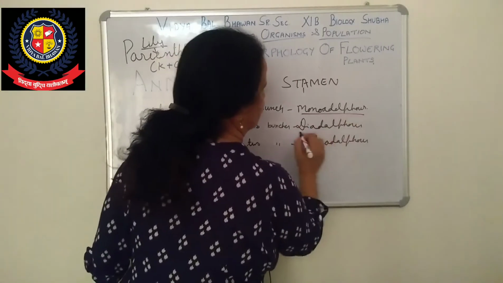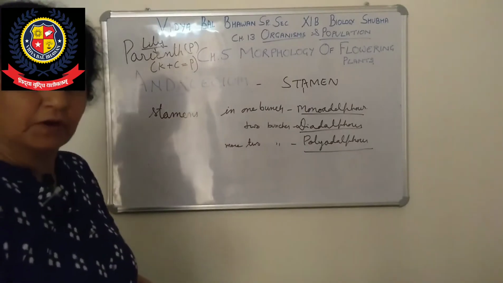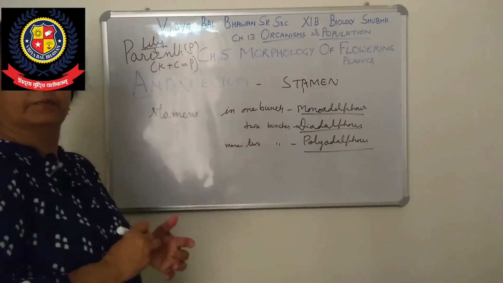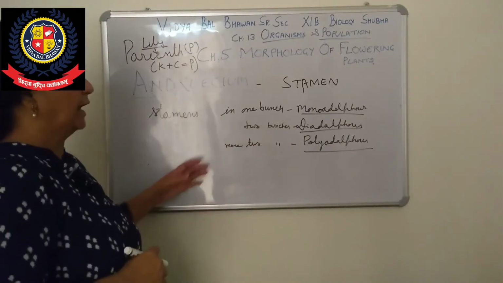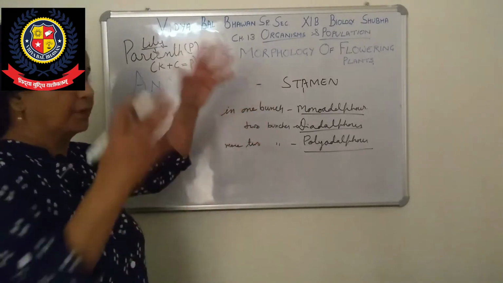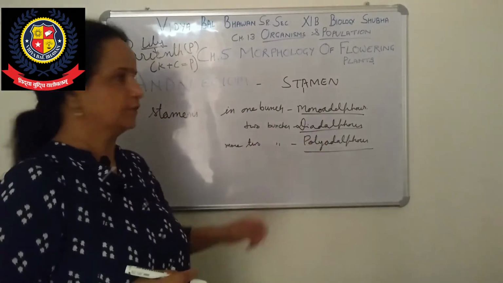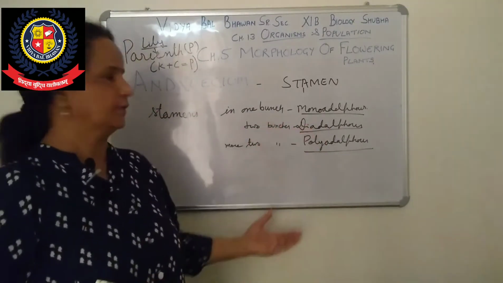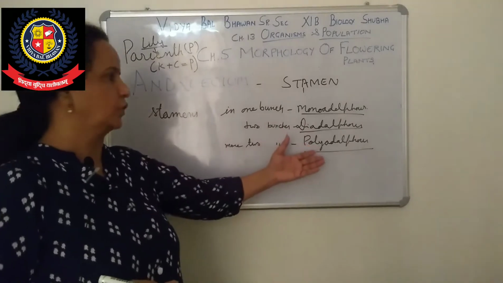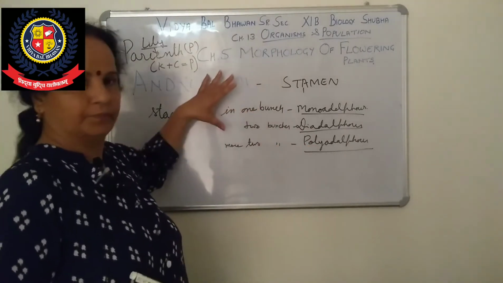Monoadelphous, diadelphous and polyadelphous: the stamens, the male part, are more in number, while the female gynoecium is fewer in number. If the stamens are in one bunch, it is called monoadelphous. If two bunches, diadelphous. If many bunches, that is called polyadelphous, right? That is about the androecium.